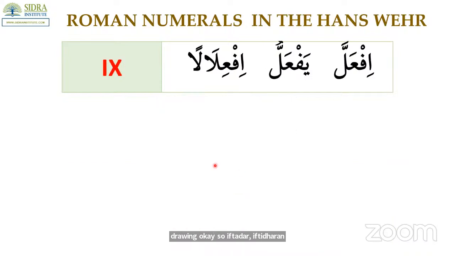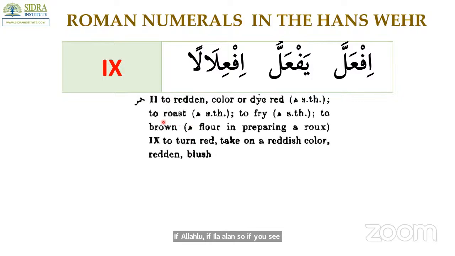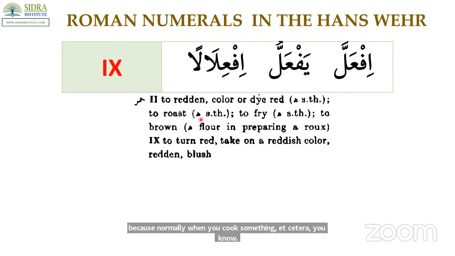Next one we have is number 9. افعل يفعل إفعلالا. So if you see a word, let's just put the word up here: ha, mim, and ra. Notice here, ha, mim, and ra, it says number 2. Number 2 will mean hammara yuhammilu tahmir, because that's taf'il, to redden, to color or dye something in red. Okay, to roast, because normally when you cook something it turns red in color.